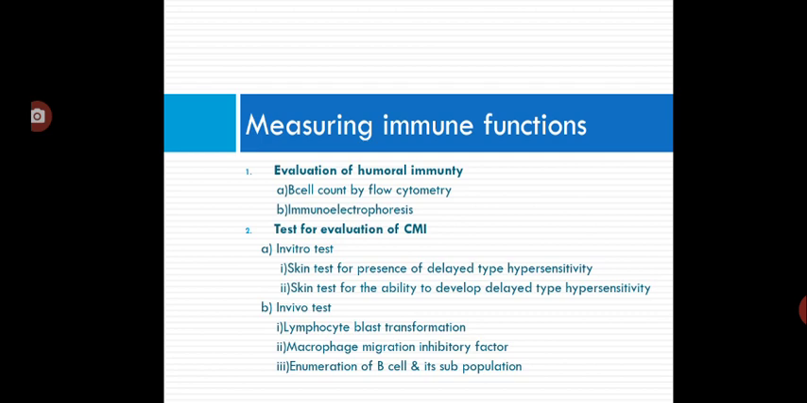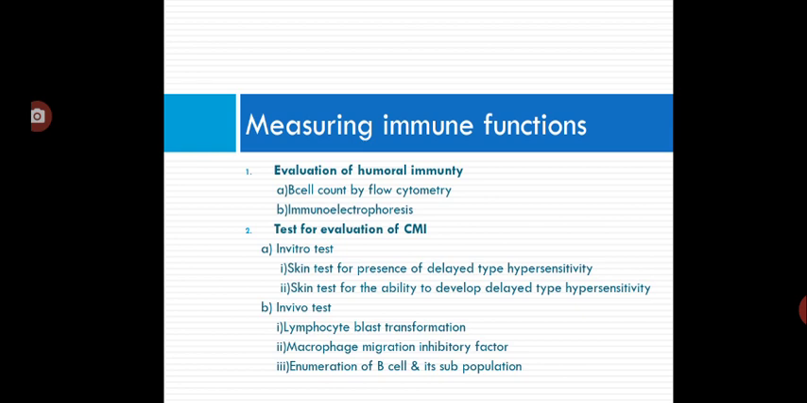A normal person responds with delayed type reaction to skin antigens of Candida, streptokinase, streptodornase, etc., because of past exposure to these antigens. Absence of reaction to this skin test suggests impairment of cell-mediated immune response.